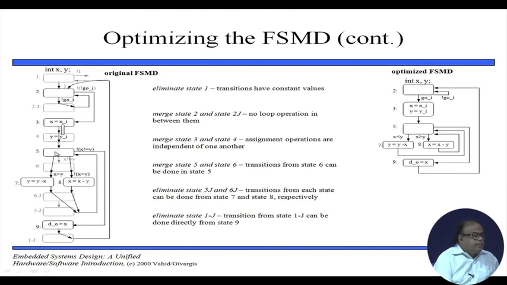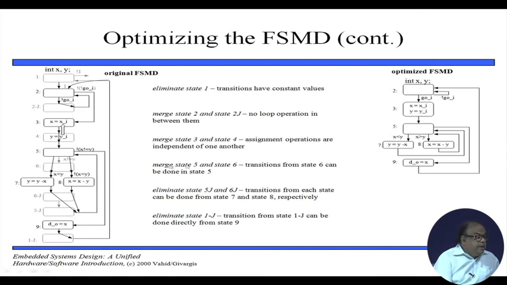Next, 5 and 6. Similarly, the assignment operations are independent. Now, this transition from 6, I can very well take it from 5. There is no need of x not equal to y, I come to this and then take a transition. I can also merge these two, and so my scenario becomes this.